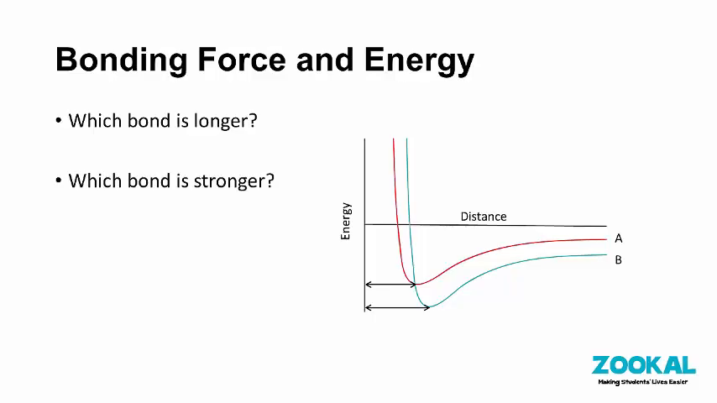We can also work out which bond is stronger. This is given by the depth of the minimum. Since the minimum of A is not as deep as the minimum of B, B must have the higher bonding energy and therefore have a stronger bond.